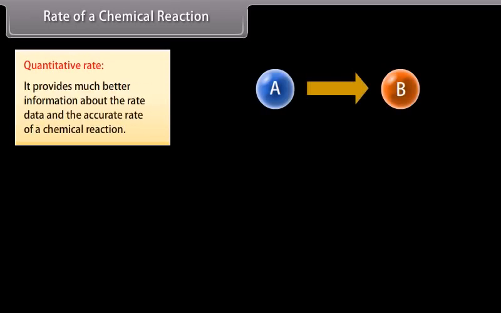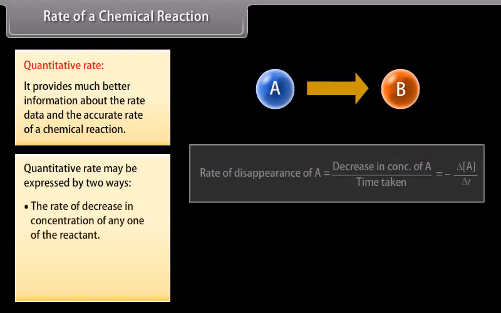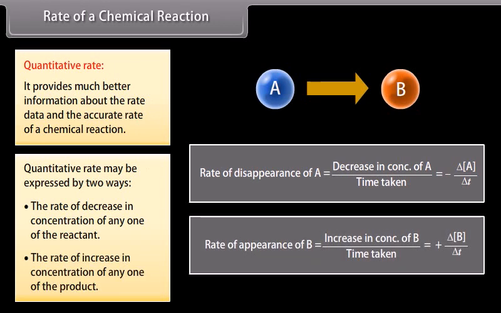Quantitative rate. It provides much better information about the rate data and the accurate rate of a chemical reaction. Quantitative rate may be expressed in two ways: the rate of decrease in concentration of any one of the reactants, and the rate of increase in concentration of any one of the products.